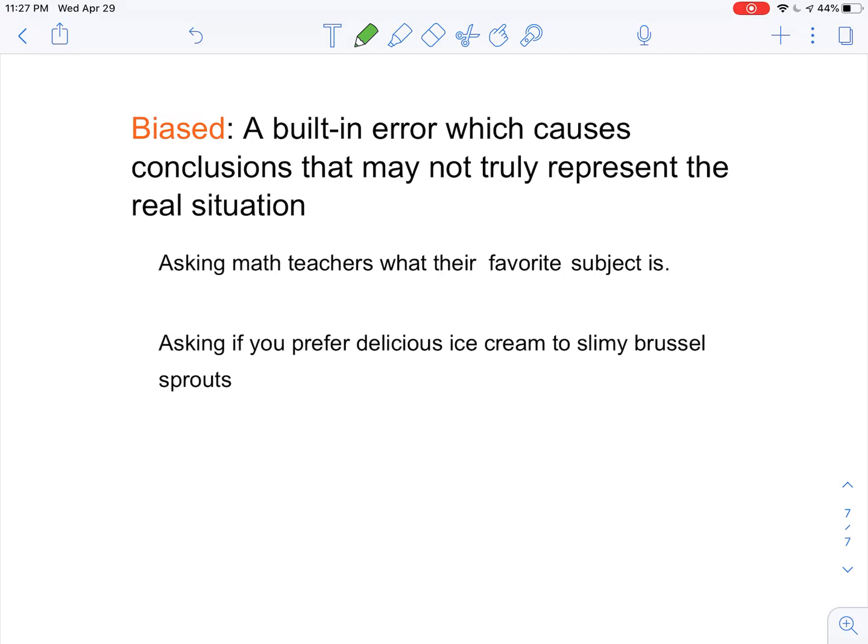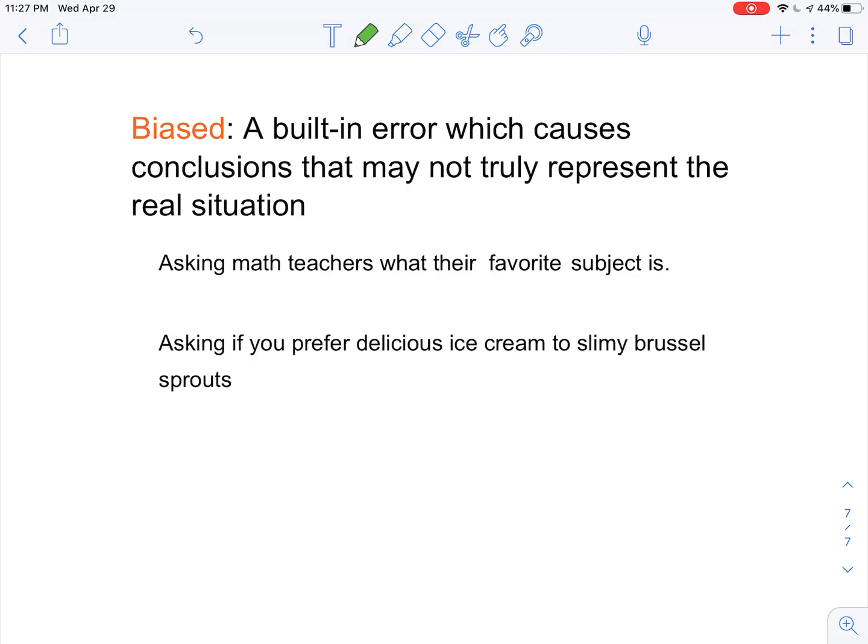For example, the question about what is your favorite subject, if I were to ask that, right, ask all my students what their favorite subject is, they may be inclined to say math because I'm their math teacher and they think they're going to get extra credit. Whereas if you were sitting in a history class, you might be inclined to say history. Okay? So I have a few examples of this. Asking math teachers what their favorite subject is is biased, right? Math teachers are going to say their own favorite subject is math. Why? Because they studied it, they teach it, they have a passion for it. Okay? So that would not be a fair representative of people in general.